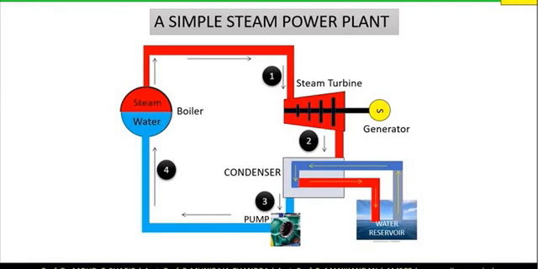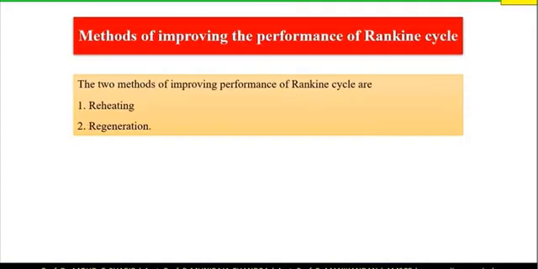The four main components are boiler, steam turbine, condenser and pump. Our aim is to improve the efficiency of a simple steam power plant which works on Rankine cycle. So the methods of improving the performance of Rankine cycle are reheating and regeneration. So here we will see one by one what is reheating, what is regeneration. First, we will discuss about reheat Rankine cycle.